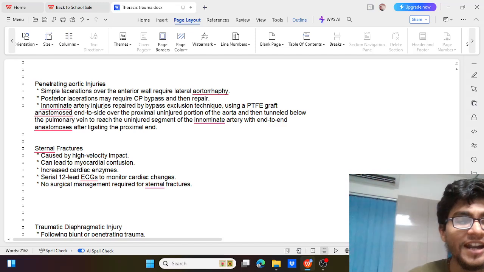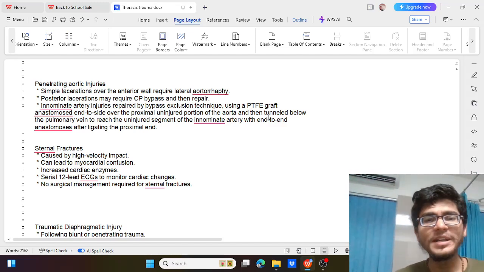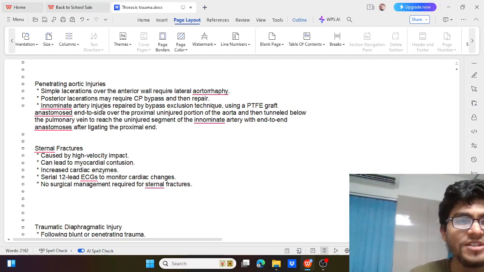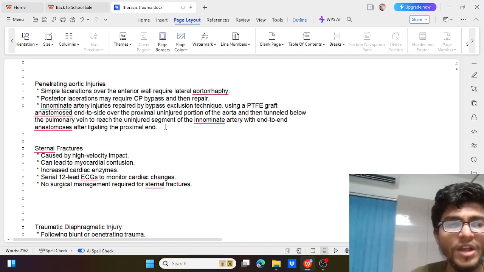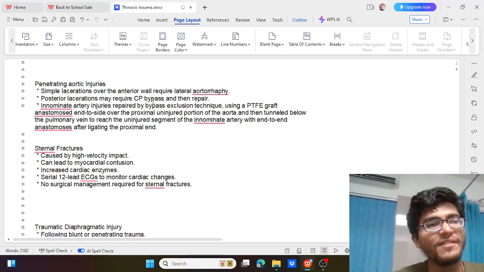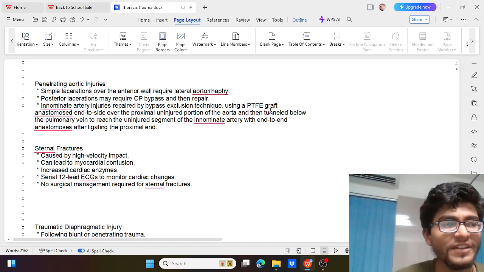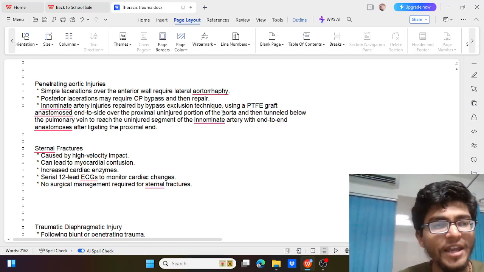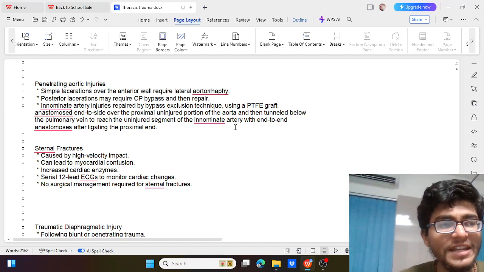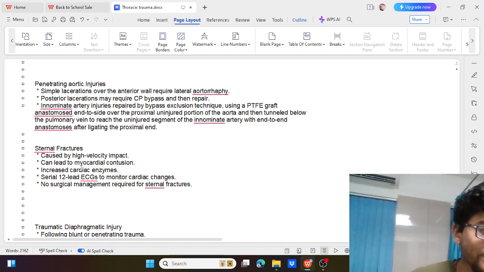And in case of innominate artery injury, it is treated by bypass exclusion technique, where we use a PTFE graft and anastomose it side to side to the proximal uninjured part of the aorta, and then tunnel it below the pulmonary vein to reach the uninjured part of the innominate artery, and we secure it with end-to-end anastomosis after ligating the proximal end. So always remember that for innominate artery we use a bypass exclusion technique using a PTFE graft, okay, where we connect the aorta to the innominate artery below the pulmonary vein.